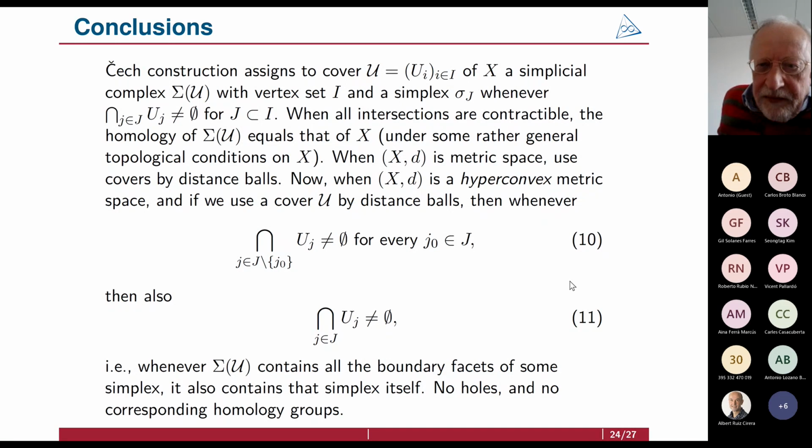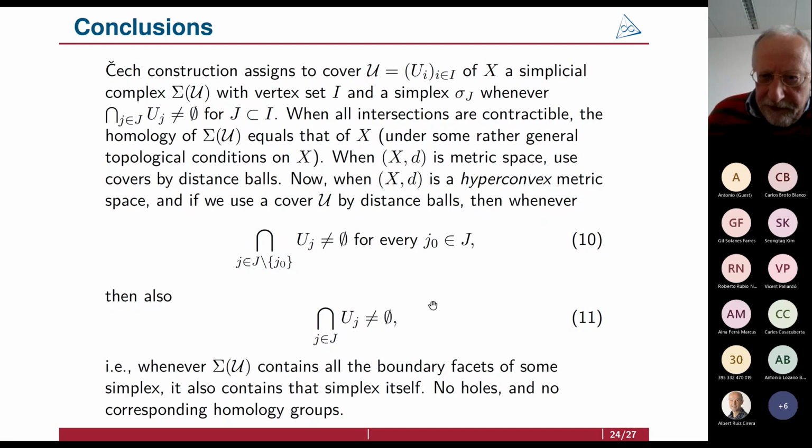And in particular, when our space is a metric space, we can use covers by distance balls, which corresponds to constructing a Čech complex, as I've already indicated, and then that simplicial complex has its Čech homology, and that is equal to the homology of X.